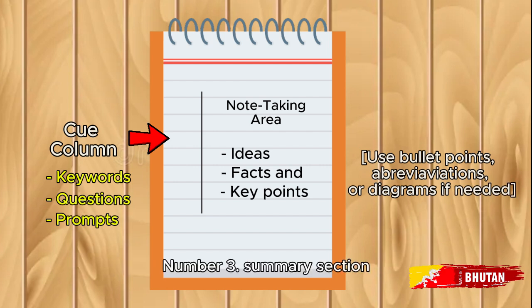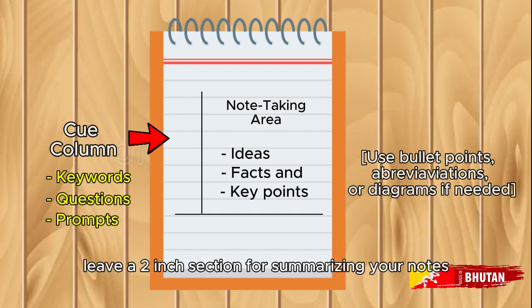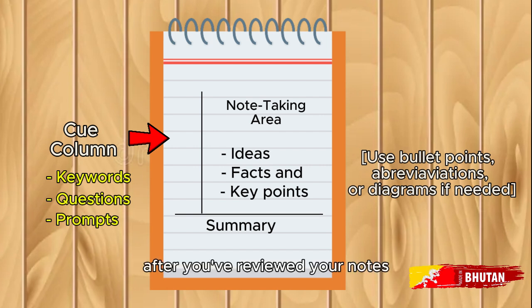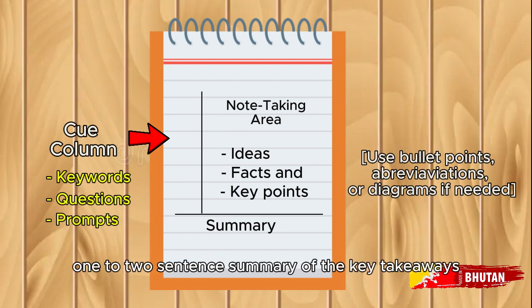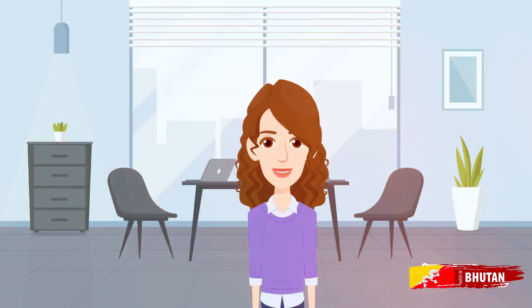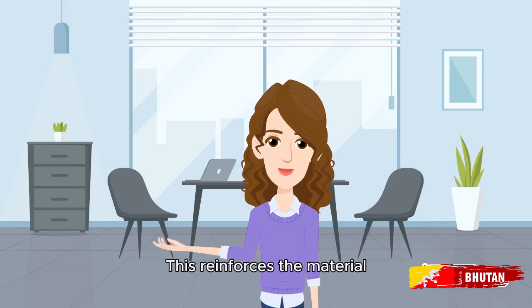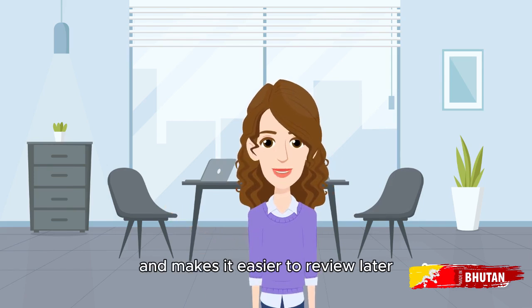Number 3. Summary section. At the very bottom of your page, leave a 2-inch section for summarizing your notes. After you've reviewed your notes, you'll come back to this section to write a brief 1 to 2 sentence summary of the key takeaways. This reinforces the material and makes it easier to review later.